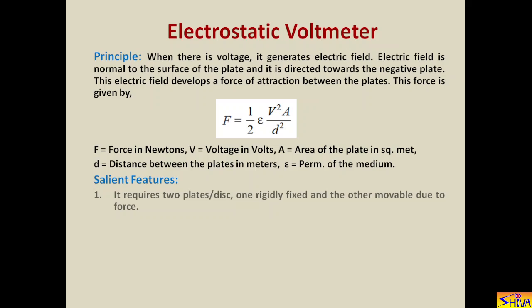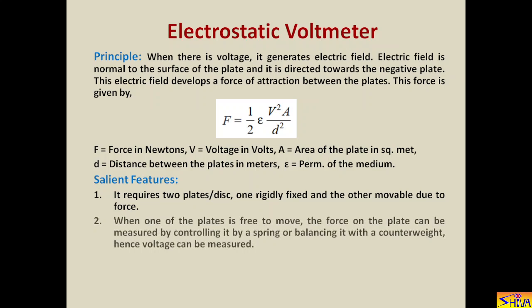Number one, it requires two plates. Basically, it requires two plates or discs. You can call them as electrodes. One rigidly fixed and the other movable due to force. Number two, when one of the plates is free to move, the force on the plate can be measured by controlling it by a spring or balancing it with a counterweight. Hence, voltage can be measured.